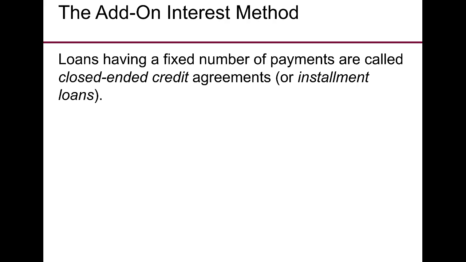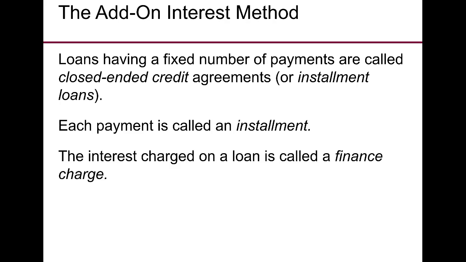We're going to talk first about the add-on interest method, but first we need to define an installment loan. A loan having a fixed number of payments is called a closed-end credit agreement, or usually just called an installment loan, where you're making regular installments. An example would be a car payment or a house payment. There's a fixed number of payments until you've paid it off, and each payment is called an installment. The interest charged on a loan is called a finance charge.